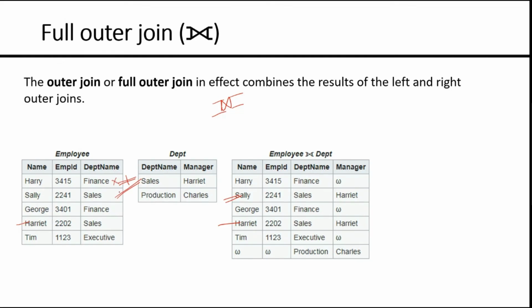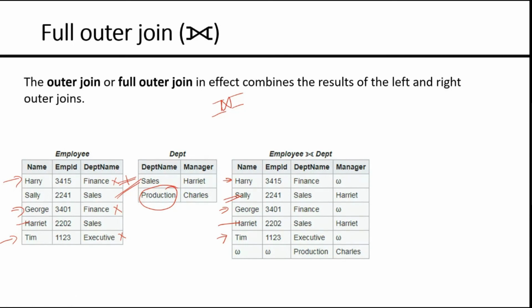So how many are left out? This is left out. This is like a left outer join. And this finance is left out. And this is also left out. So you have to include these three tuples. So you are including Harry, then you are including George also, and then you are including this happy guy Tim also. Then what is left out in this relation department? Production is left out, right? So department name production and the manager. Okay, so manager is Charles. Under him there are no employees. This is about the full outer join.